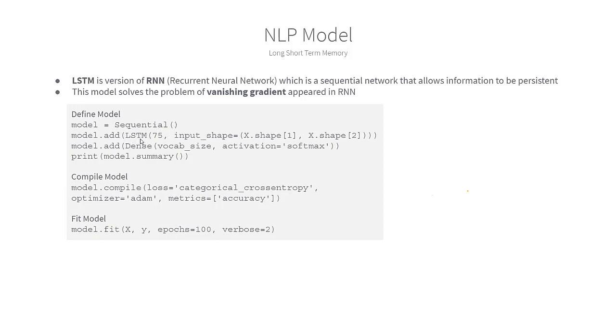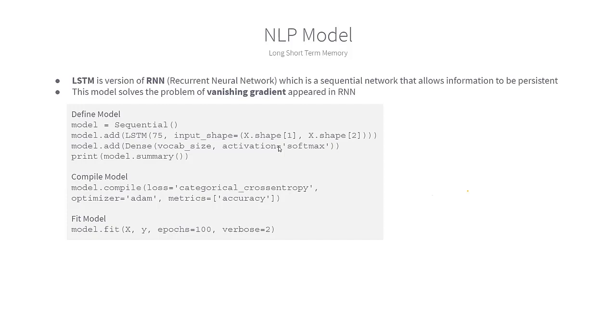Then we add an LSTM layer here and give it 75 units. This value is the number of words in our dataset that we used. We also fill in the input shape here, where the input shape is the pre-processed dataset we used. And finally, we pass it through an output layer with the specific vocab size and also a softmax activation.